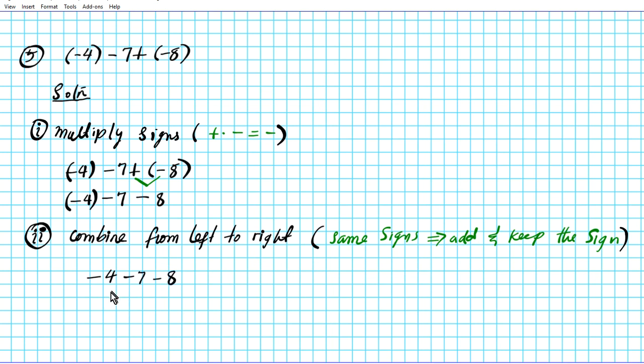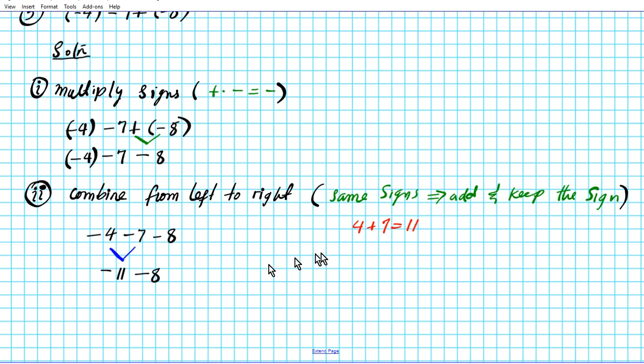Starting from the leftmost pair, negative 4 minus 7, you add and keep the sign, negative 11, because of course 4 plus 7 is 11. So you add the numbers and keep the sign, minus 8. Now, we just resolve these last two. Signs are the same, so you add 11 plus 8 is 19, and you keep the sign, which is negative. So minus 11 minus 8 is equal to negative 19. That, ladies and gentlemen, is the answer to question number 5.